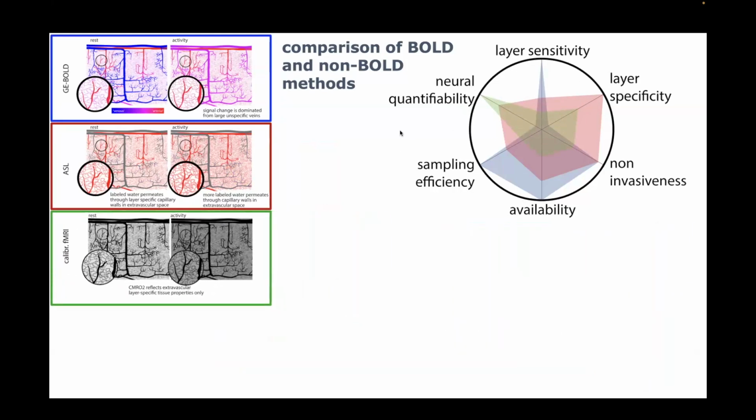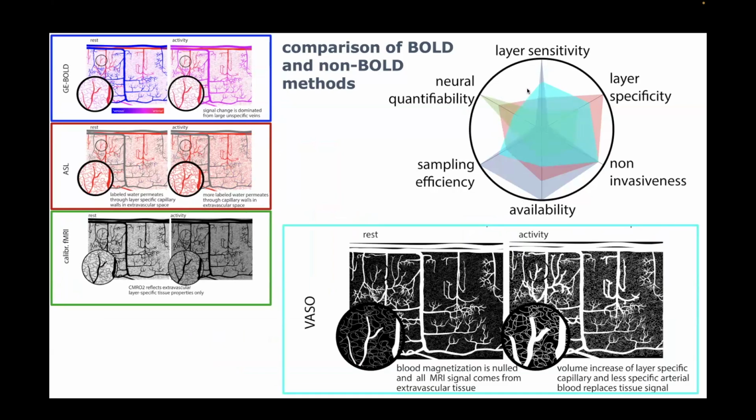And last, BASO. It's not as sensitive as others. It's not as quantifiable as others. It's not as available as others. It's kind of a compromise among many. It's definitely more sensitive than ASL or calibrated BOLD.